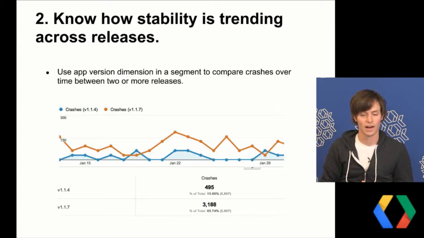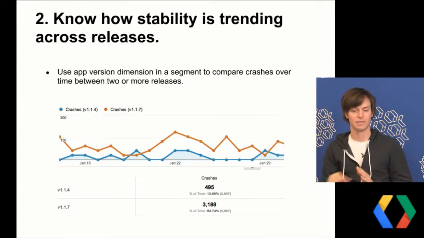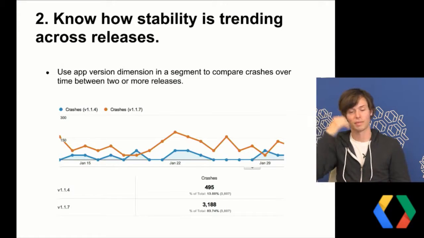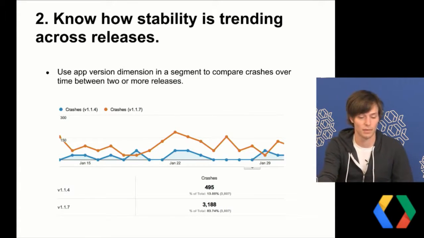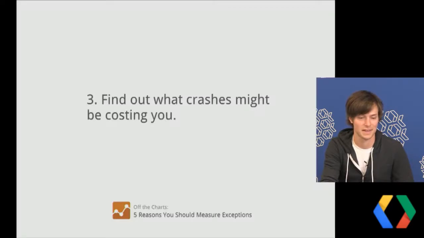So for example, in this case, I may have pushed some kind of bug fix sometime in the middle of January, and you can see both versions actually come down, so that's great. But version 117 is actually still showing a bunch of crashes over time, so it might be that I want to look in there more closely.